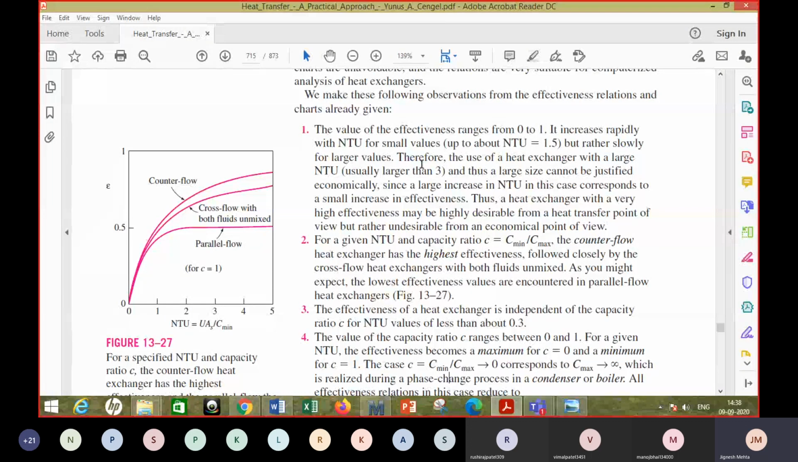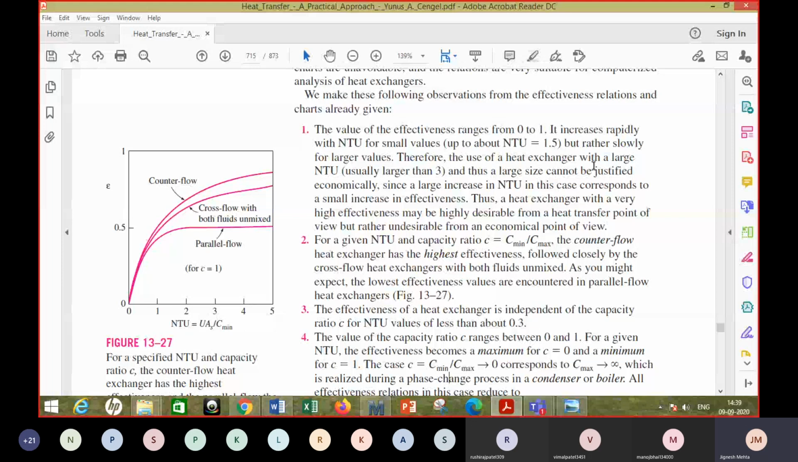It increases rapidly with NTU for small values up to about NTU 1.5, but rather slowly for larger values. So this you can observe from the graph, like when the NTU values are low, the increase in effectiveness as the NTU increases is very rapid. The slope here is high, right? But then it slowly flattens down, particularly somewhere around NTU equal to 1.5.